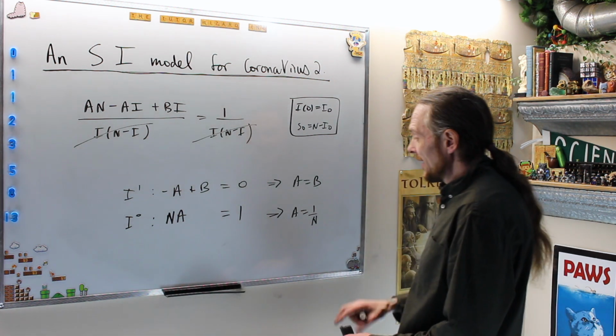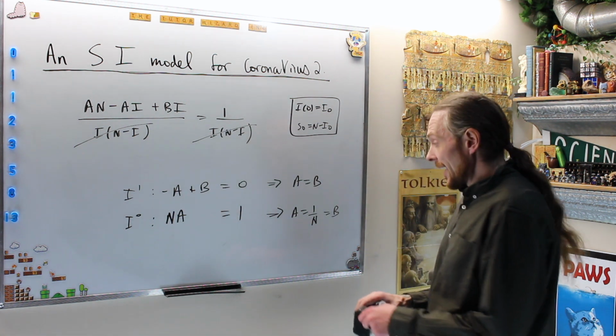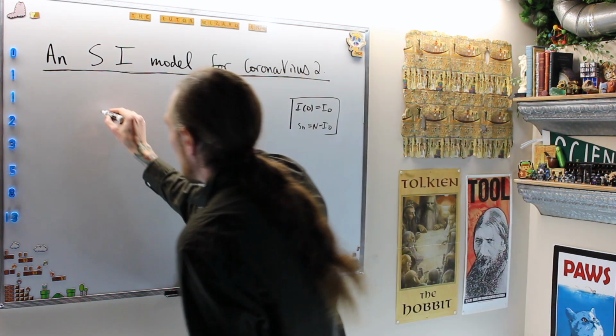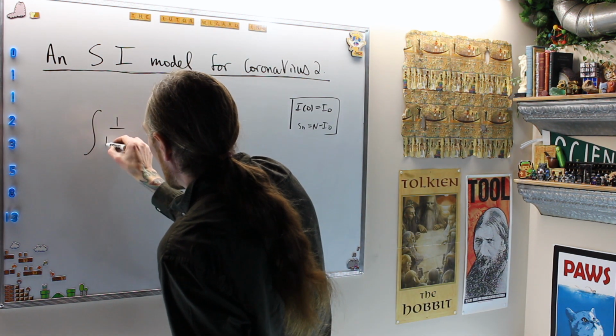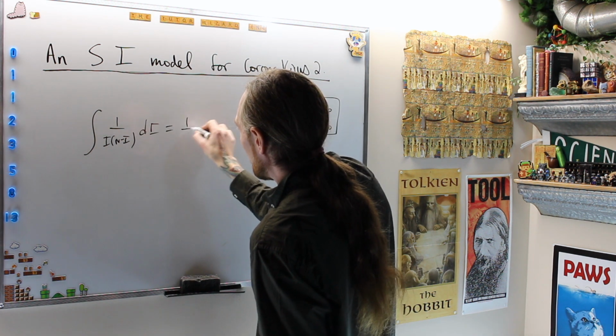What does that give me? Now that I've solved for that, I know what the A and B are. From that, what I'm going to do is now I can explicitly solve the integral. This gives me the integral of 1 over I times N minus I dI is now equal to 1 over N.